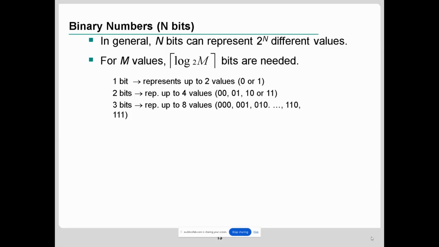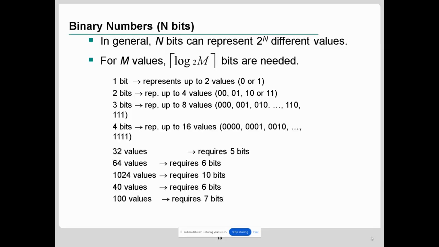So now these are all the possible values. 4 bits, how many possible values? 16. 32 values, how many bits? 5. Got it? Okay.